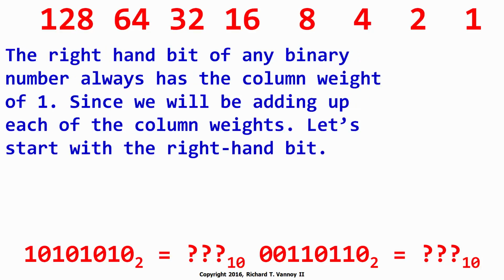We're going to add up the column weights, and you're going to notice these zeros. We've got some zeros in our binary number. We're not going to add anything if we hit a 0. So let's start with the right-hand bit.